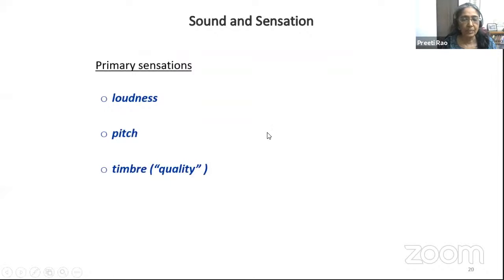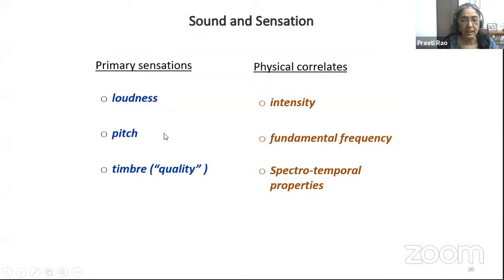Okay, so we've been talking about some sensations such as pitch and timbre, and loudness is another sensation. Sounds can be loud and soft, high or low in loudness, high or low in pitch. They have certain physical correlates. So the loudness is most closely related to the intensity of the sound, the pitch to the fundamental frequency like we spoke. The timbre is more of a catch-all term.